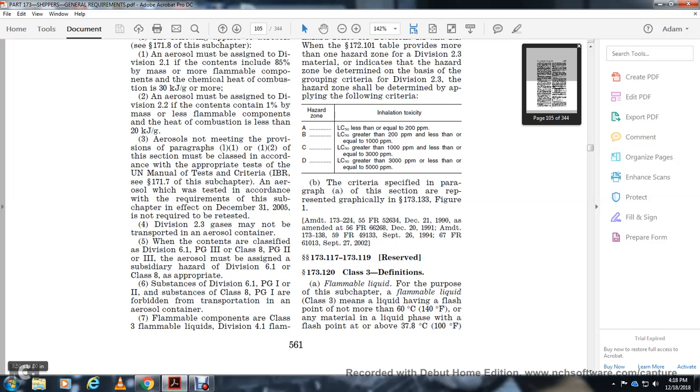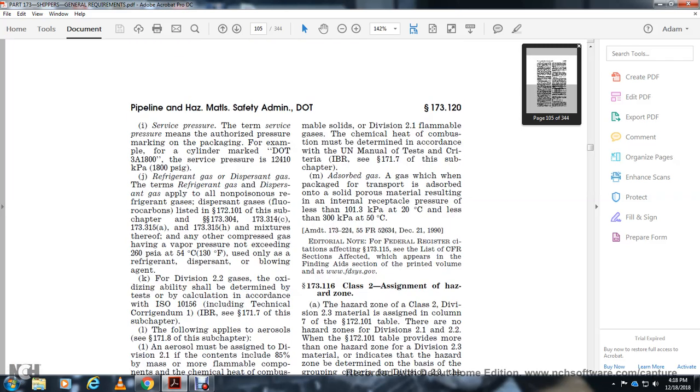Flammable components are classed as Class 3 flammable liquids, Division 4.1 flammable solids, or Division 2.1 flammable gases. The chemical heat of combustion must be determined according to the UN Manual of Tests and Criteria. Absorbed gases: gas in the package is absorbed only onto solid material, resulting in an internal receptacle pressure of less than 101 kilopascals at 20 degrees Celsius and less than 300 kilopascals at 50 degrees Celsius.